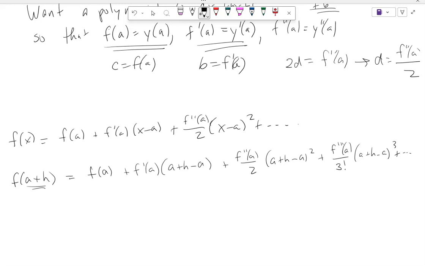Now, you may have already simplified it when you're writing things down. What inside of each of those parentheses, here, here, and here, what does that simplify to? H, right? So I'll just write this as f of a plus f prime of a times h, f double prime of a over 2 times h squared, f triple prime of a over 3 factorial h cubed, and so on.